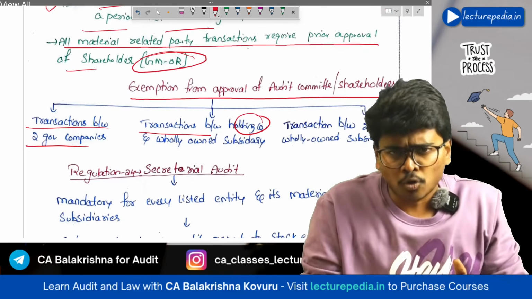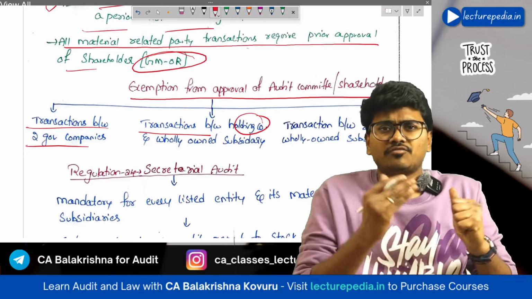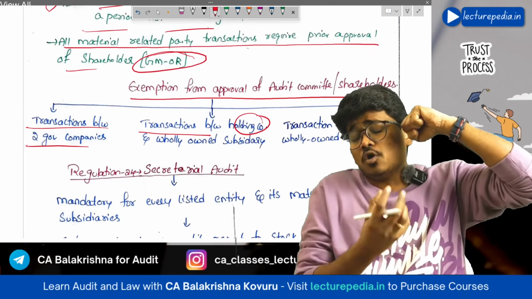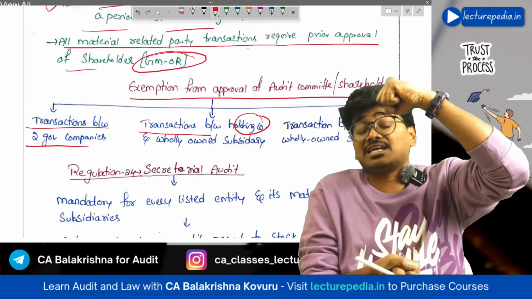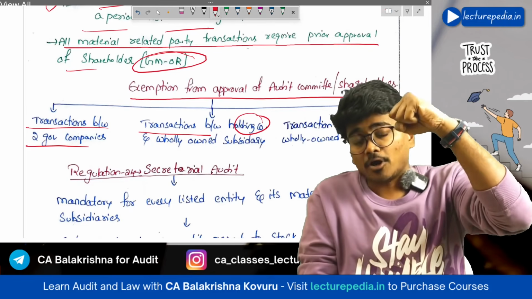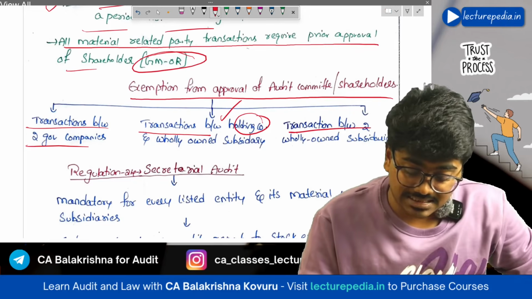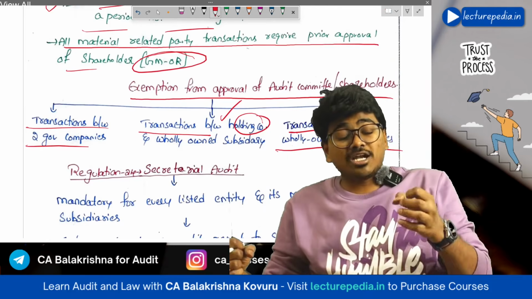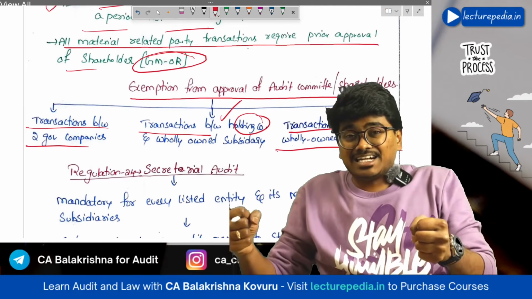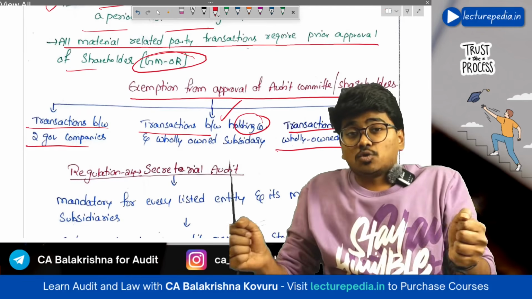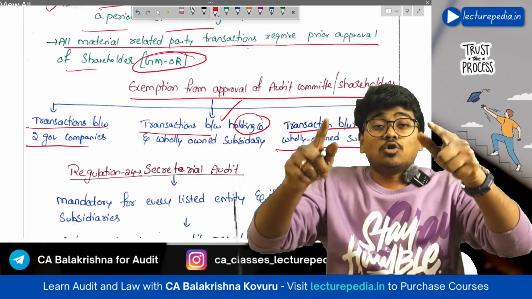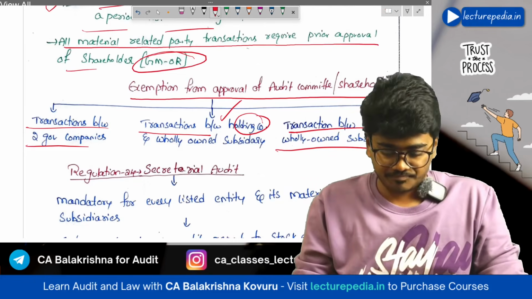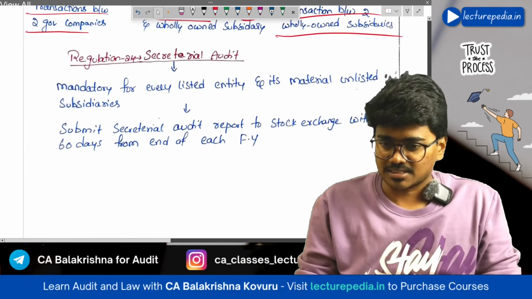Now, a wholly owned subsidiary company is obviously a related party of the holding company, right? Now, if any transaction is entered between the holding company and the wholly owned subsidiary company, then such a transaction doesn't require any prior approval of the audit committee or shareholders. Next, transaction between two wholly owned subsidiaries. The listed entity is holding two wholly owned subsidiary companies. Now if any transaction takes place between these two wholly owned subsidiary companies, then also no prior approval of the audit committee or shareholders is required for this transaction.